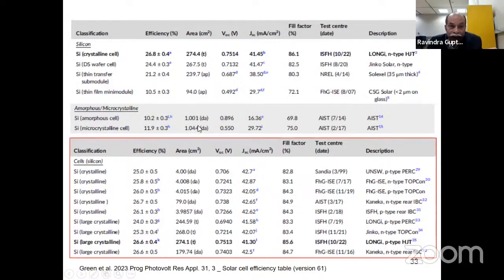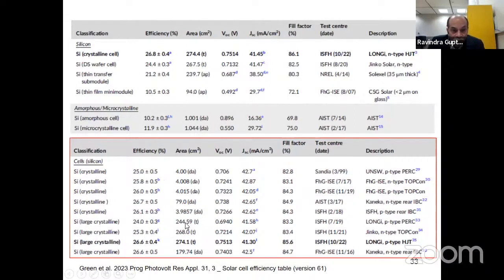And this is for a small area. And when we increase the area, it will be further less. What about the other systems? Actually, the best from other groups. So here we can see for area 4 centimeters square, 25%, like that you can see.